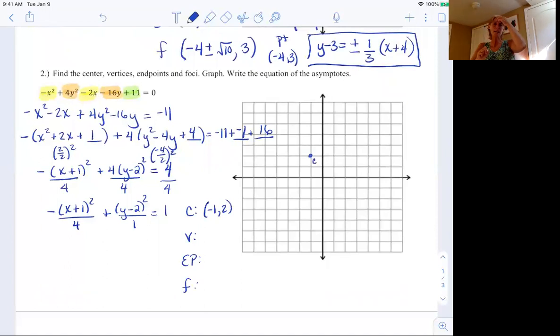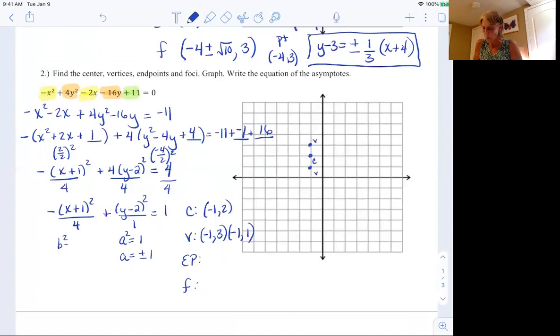My vertices I get by a movement. So I go to my positive term, which is the y, and I identify a squared as 1. So my a movement is up and down along the y-axis. So I'm going to go to my center, move up 1 and down 1. The ordered pairs for the vertices: negative 1, 3, and negative 1, 1.